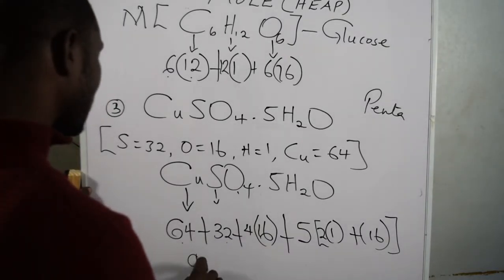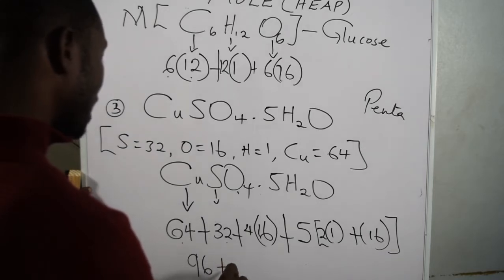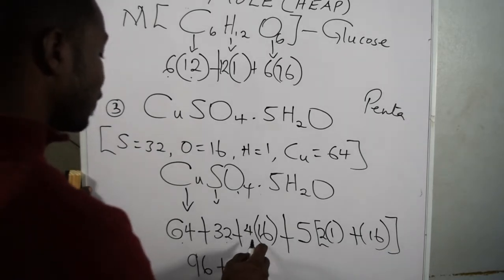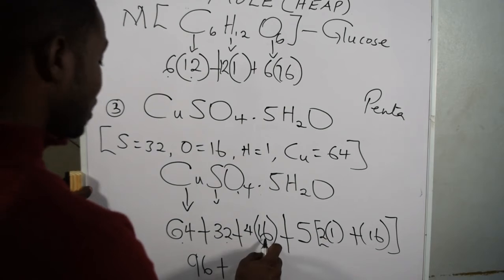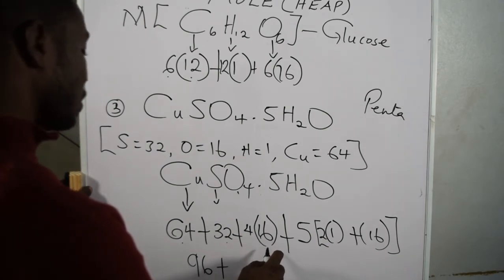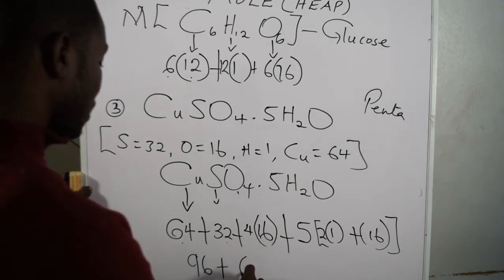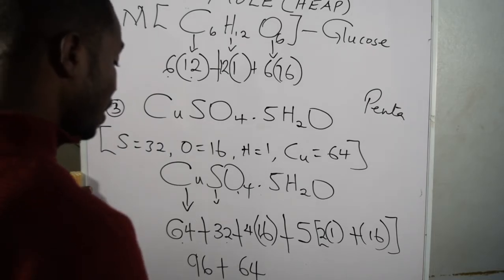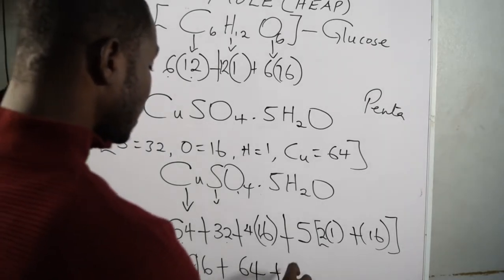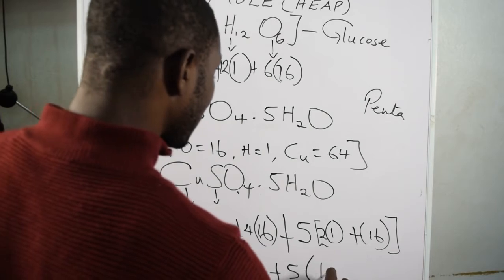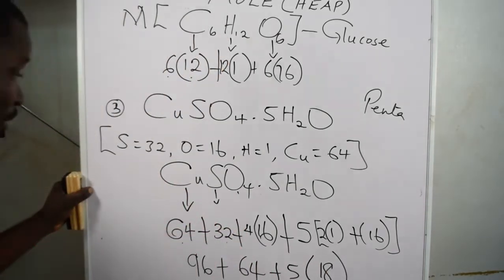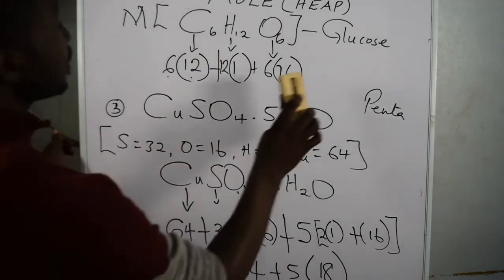That will give us 96 plus, is it 68? 46. Okay, and then this is 5 into bracket 18. Good. What was the answer for the first one? The glucose.